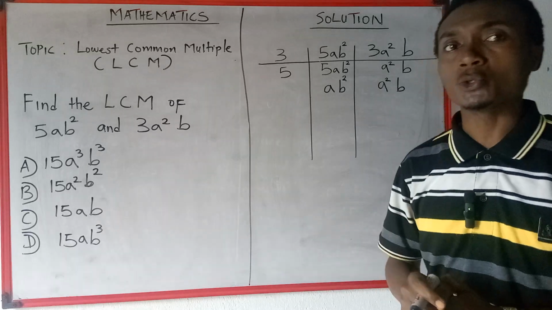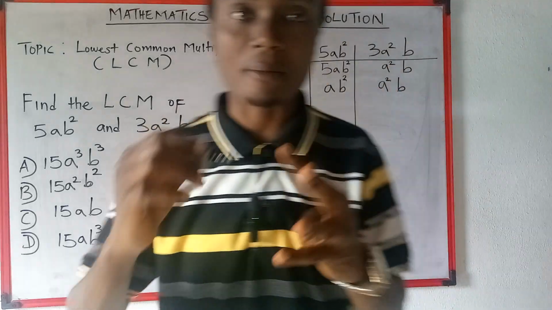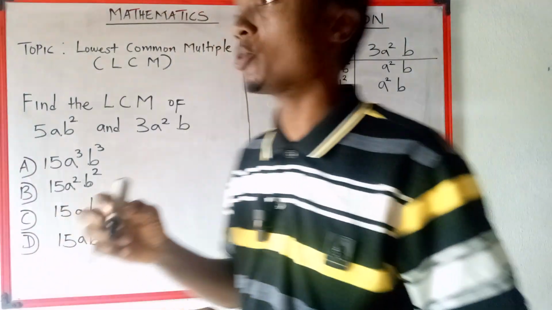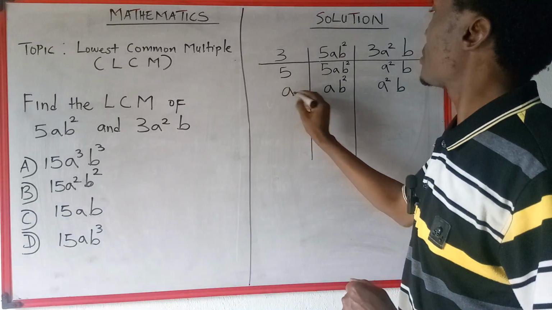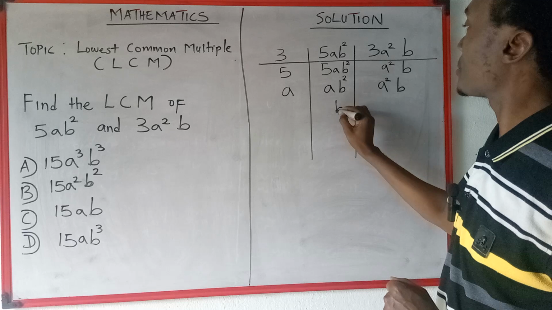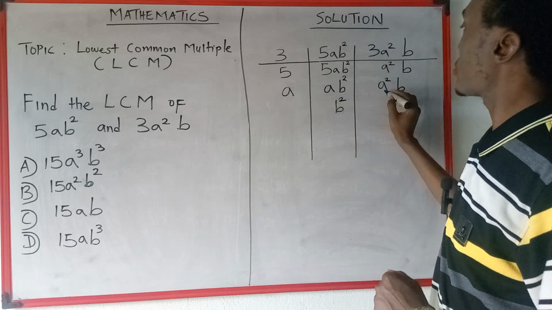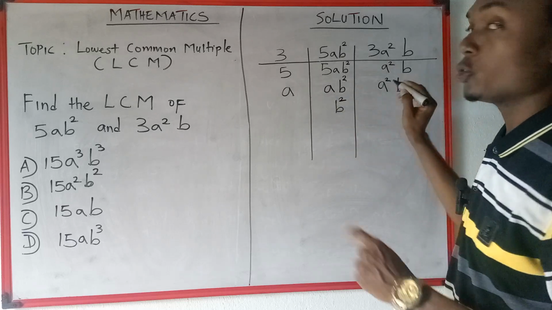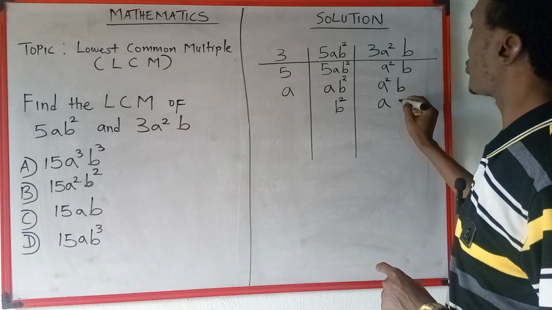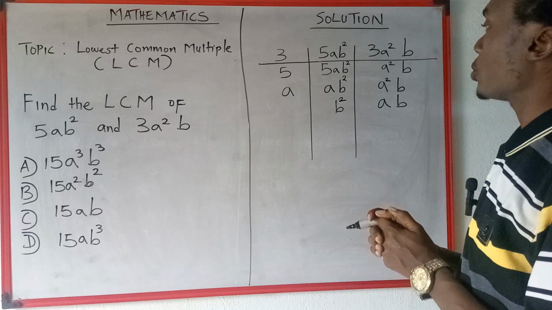The next number you're going to use, please always arrange in alphabetical order. Okay, so the next one you use is a. A cancel a. What is left is 1. So you drop this of b square. A cancel this a square. We have only just remaining 1a. So you drop the a and you drop your b.